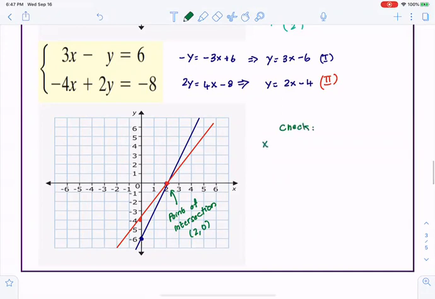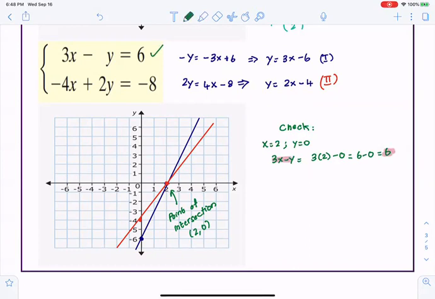So when x is 2 and y is 0, the first equation must check out. So 3x minus y would equal 3 times 2 minus 0, which is 6 minus 0, I get 6. So 3x minus y equals 6. So the first equation checks out.